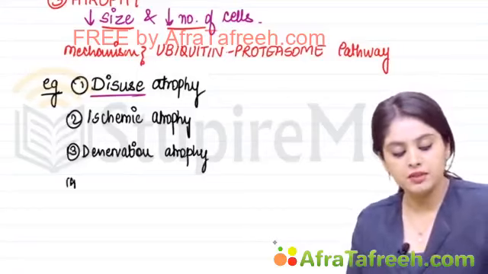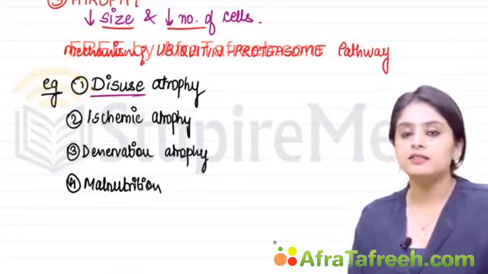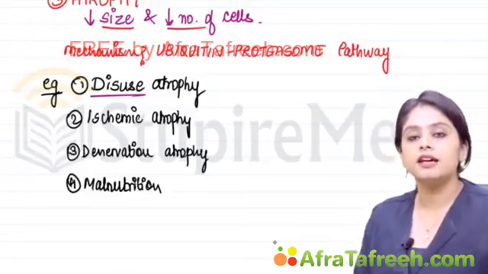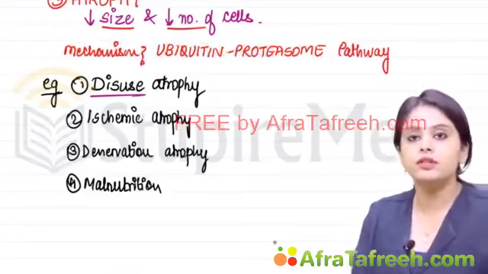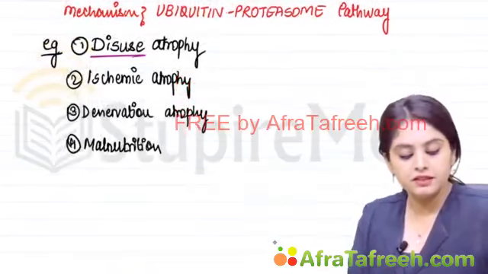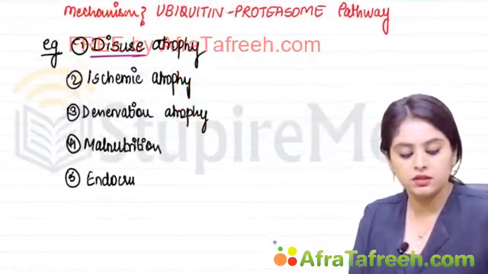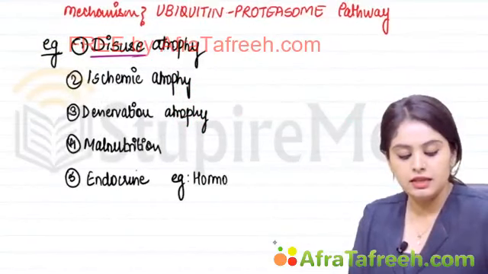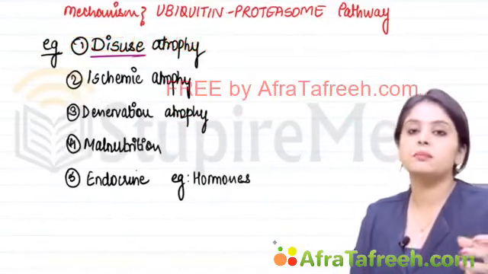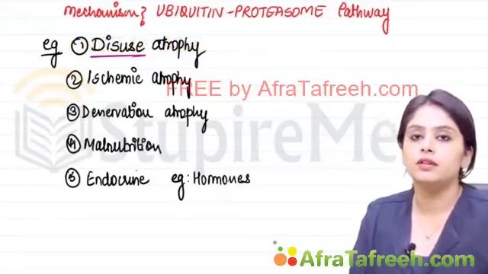The fourth example is again a common one, malnutrition. Now when the nutrients to a cell decrease, then automatically the size and the cell number is going to reduce. There is going to be atrophy. Fifth, this can also happen because of endocrine causes. Example, hormones. Now if the hormonal supply to an organ is cut off, it is going to undergo atrophy.